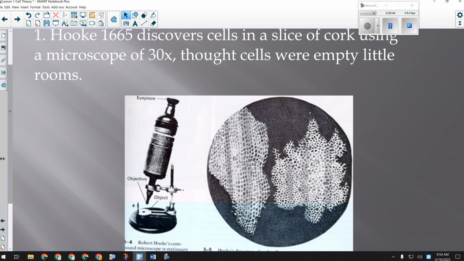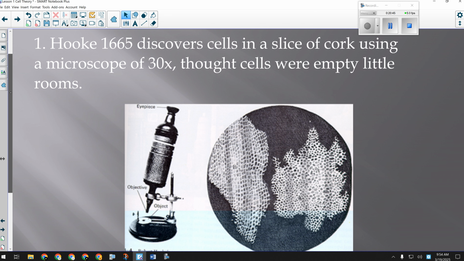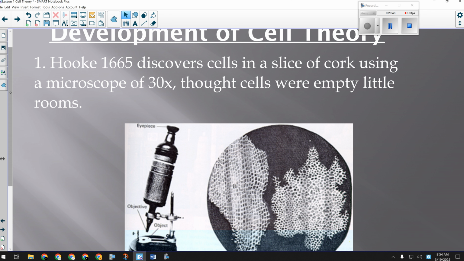Okay? So his first microscope magnified about 30 times. That's not a lot, but it was enough. Okay? Plant cells are generally fairly large, okay? So they were fairly easy for him to see. All right, so Hooke makes the first microscope. He is the first person to view cells.